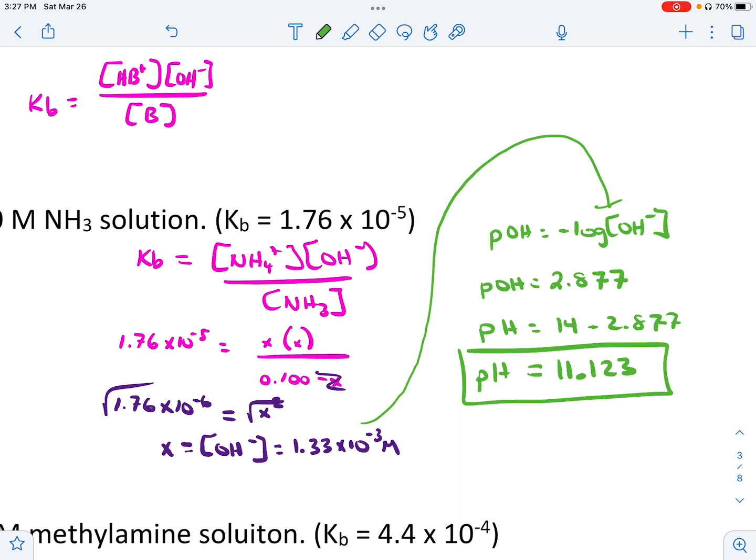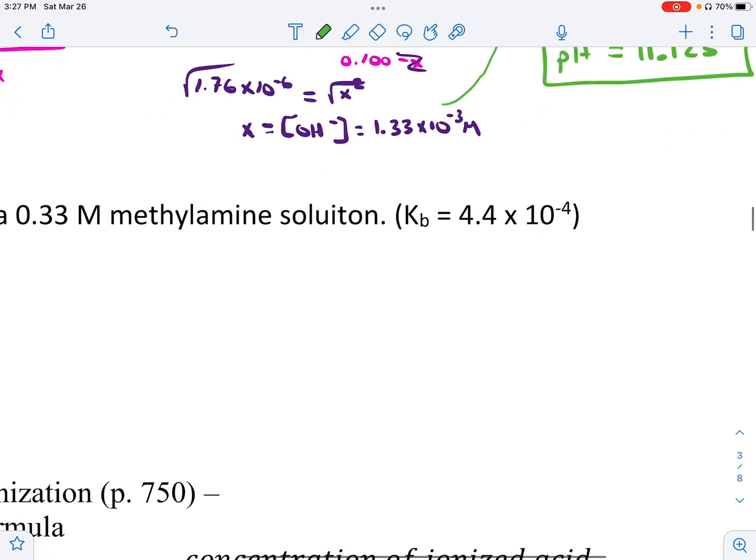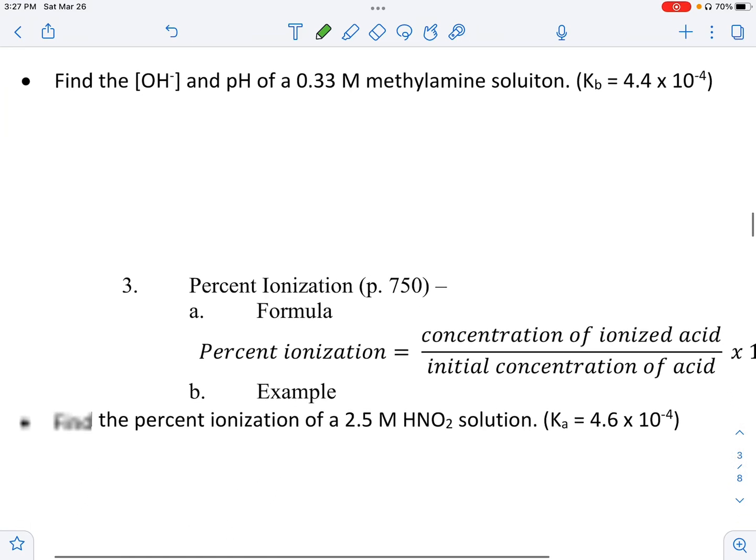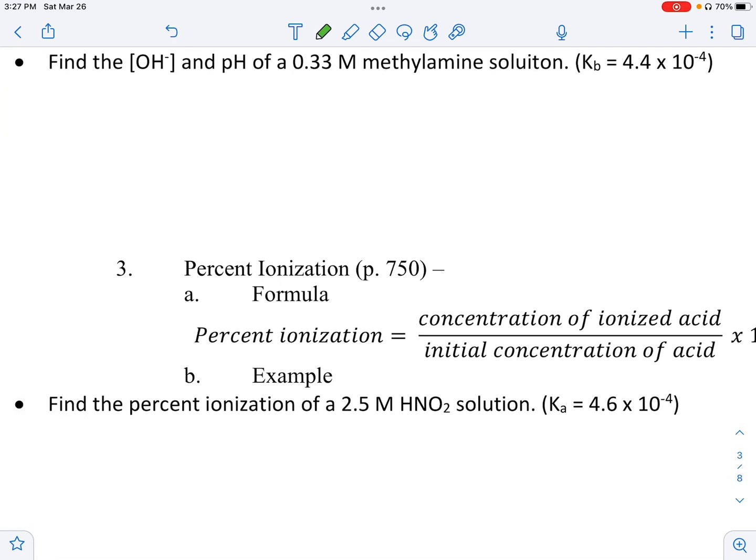Let's move on. All right, now let's try another one. This time we have methylamine. The reason I included this one is because I don't really know the formula for methylamine. So I'm just going to put an MA for methylamine. We're going to add that to water, H2O.